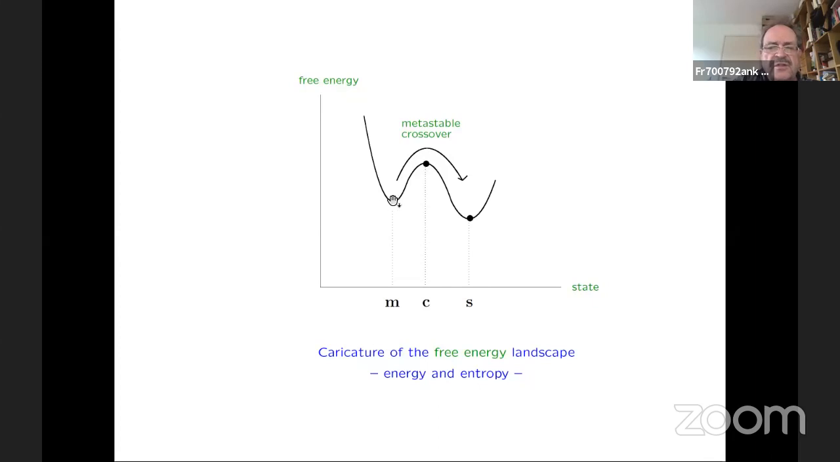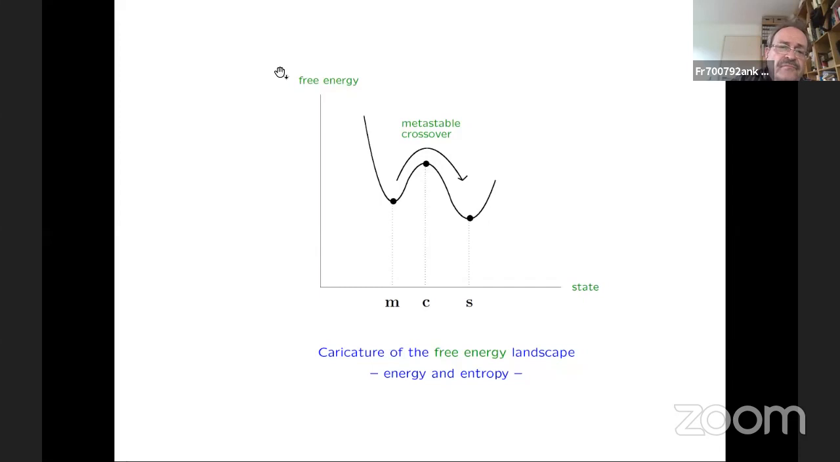And we're going to start the system off with too small a magnetization, in fact, a negative magnetization. And we need to wait until it goes over the hill. And because the external magnetic field is positive, it likes to have a positive magnetization, but it needs to go over a barrier to do that. And that's what we're going to try and quantify.